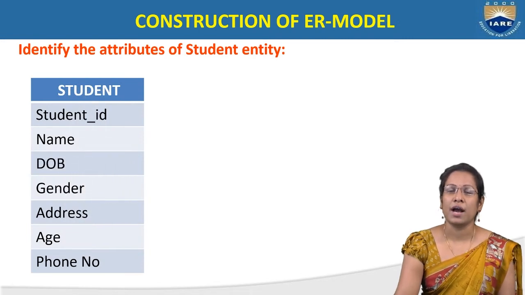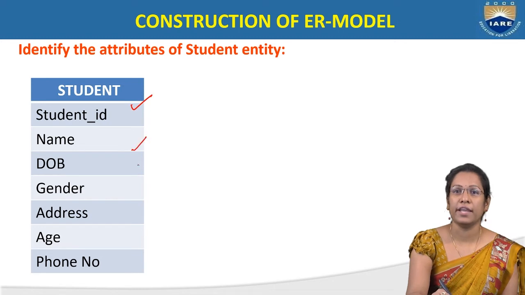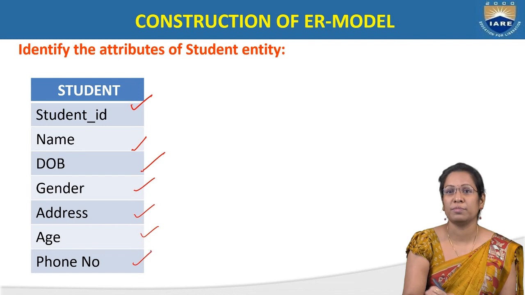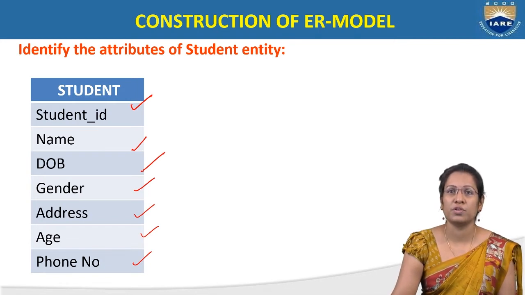In the student entity, I am going to identify the attributes: student ID, name, date of birth, gender, address, age and the phone number. These all come under the different attributes or properties of the entity student. Now we need to categorize which attribute belongs to which type of attribute.